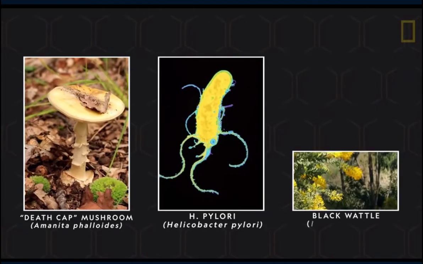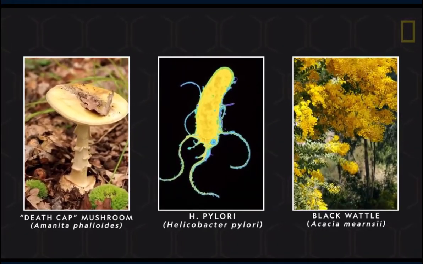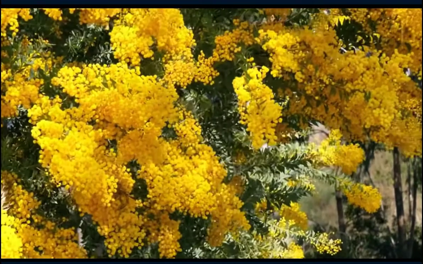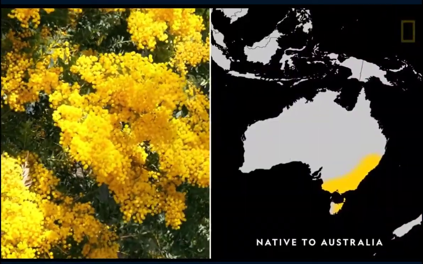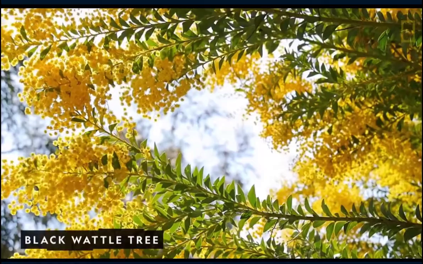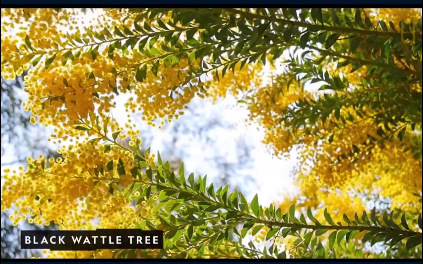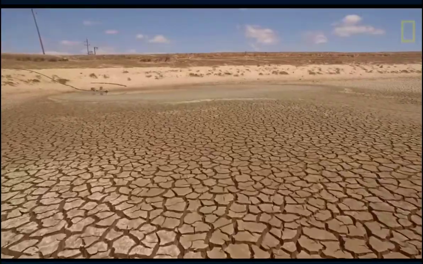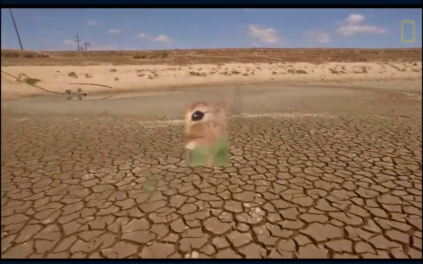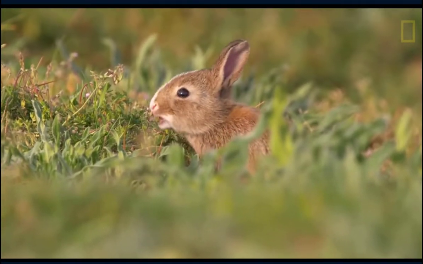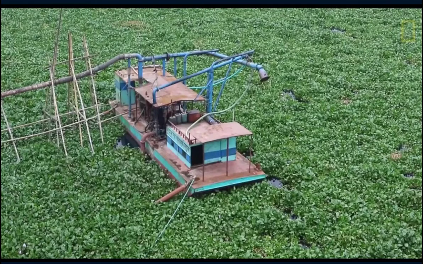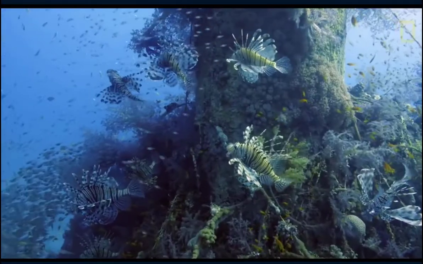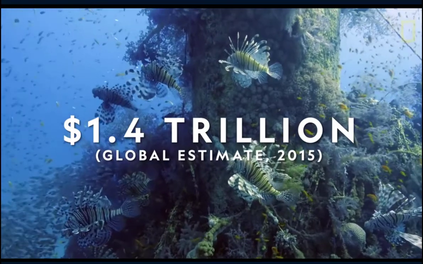It's not just animals. Bacteria, fungi, and plants can also become invasive. Brought to South Africa in the 19th century, the black wattle is an invasive tree often used for timber and firewood. This beautiful tree and other thirsty invasives are depleting the country's already record-low water supply. Because of their impact on human health, ecosystems, and infrastructure, invasive species cost the global economy over $1 trillion each year.